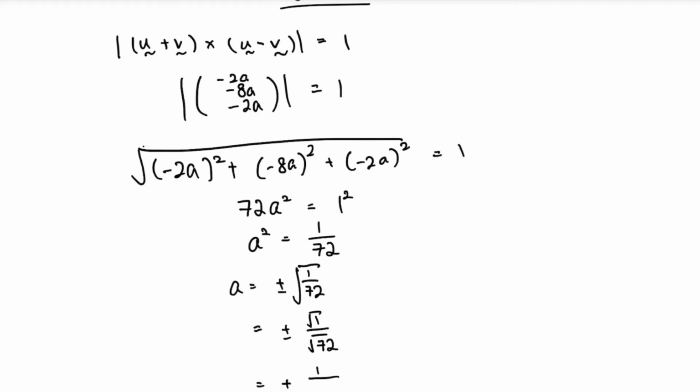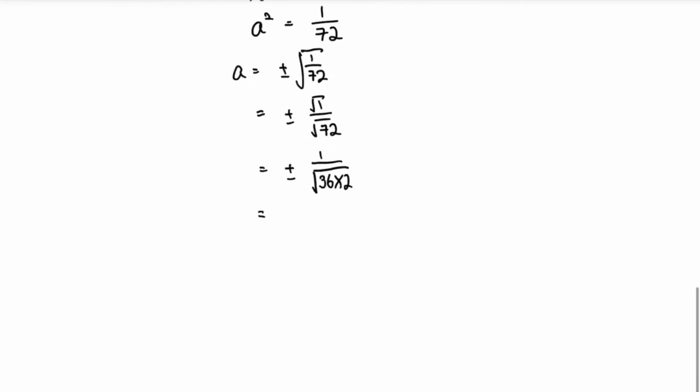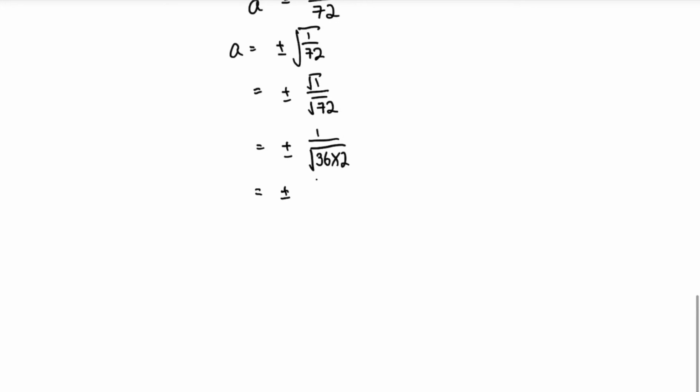square root 72. You can split it up into 36 times 2. So the square root of 36 is going to be 6, and you'll be left with this answer over here, which is plus minus 1 over 6 root 2. You cannot square root 2 any further. So this will be your answer. Very simple. You've got two possible values for a.